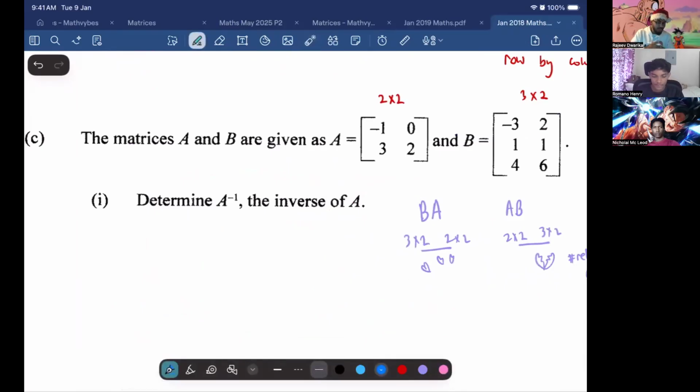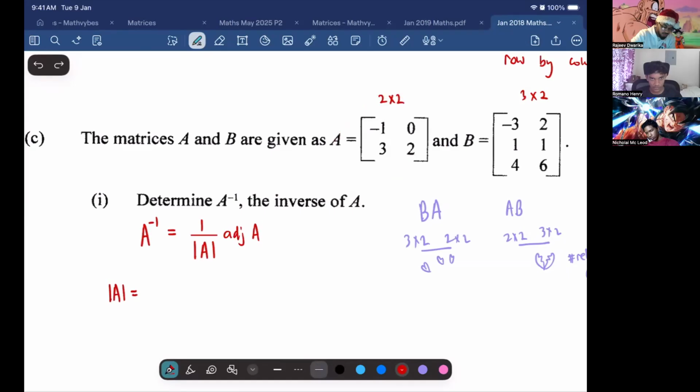So for part 1, we want to find the inverse of A. So Deja, do you remember the formula for the inverse of a 2 by 2 matrix? I remember something to do with the adjoint and the determinant. Right. So it's going to be 1 over the determinant, multiplied by the adjoint of A. So that being said, we need to find the determinant and we need to find the adjoint. So let's find the determinant first. How would I find the determinant of this?